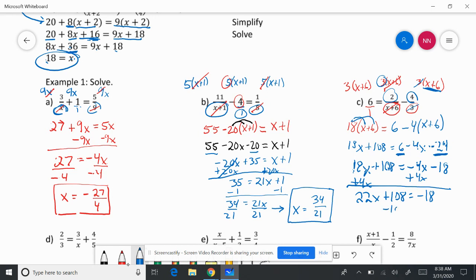I'm going to subtract the 108. And I get 22x is equal to negative 126. I divide each side by 22. They both have a 2 in common when I reduce it. So what I get is negative, if I divide the 126 by 2, I get 63. If I divide the 22 by 2, I get 11.